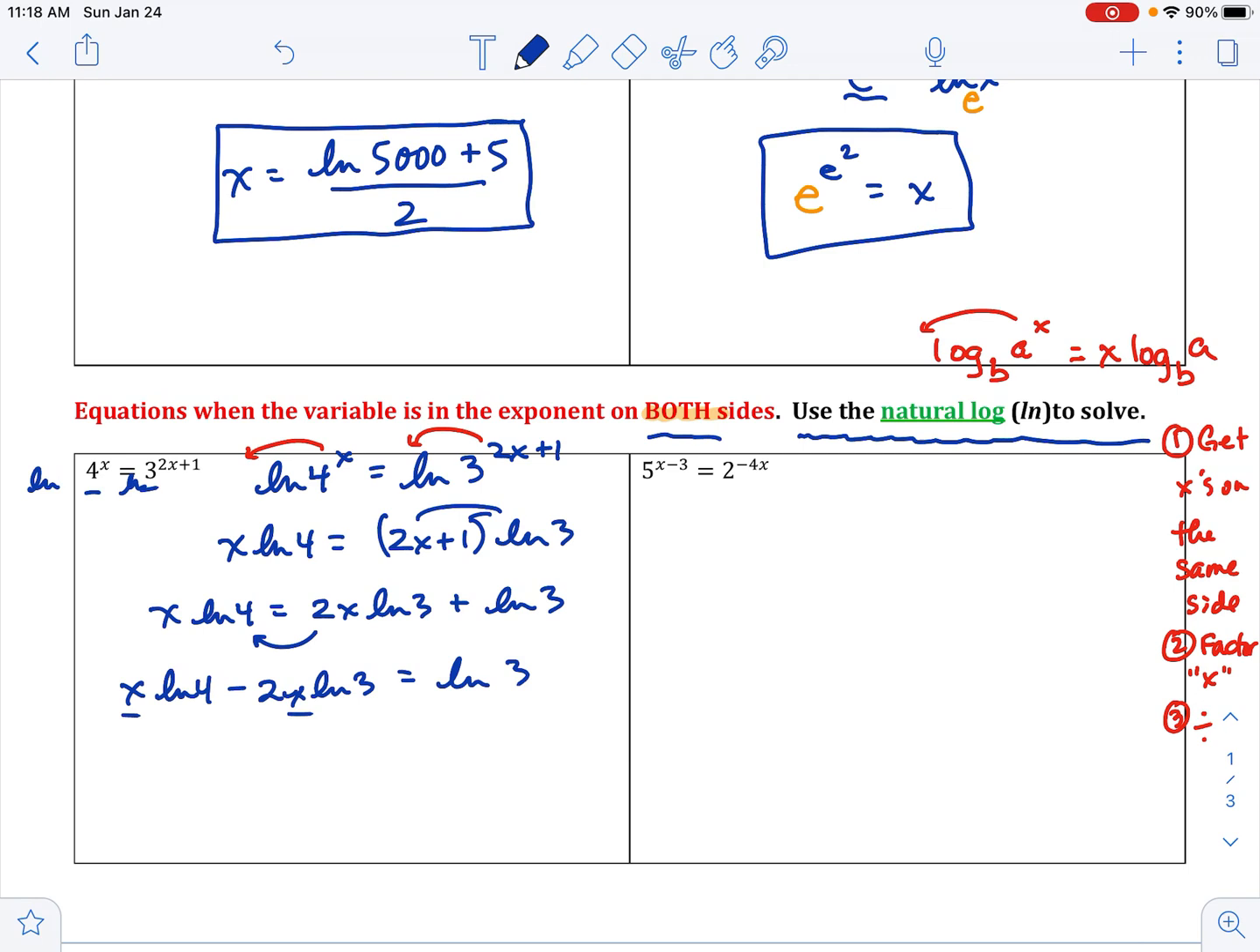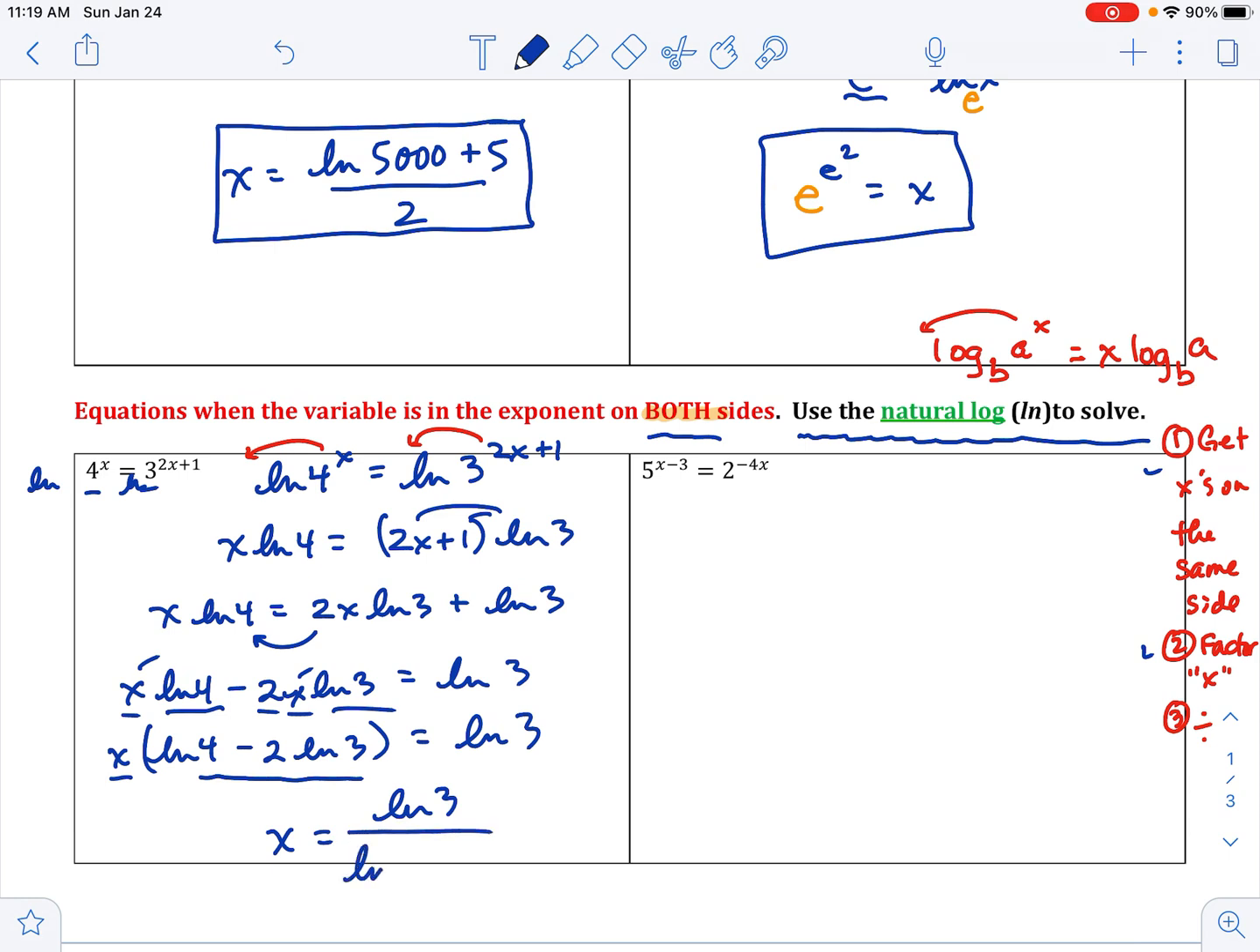I am going to factor out the x. So I did step 1, I got the x's on the same side. Now I'm going to factor out the x. Now I've got ln 4 minus 2 ln 3. So the x disappears from both, but everything else stays. Okay, equals ln 3. And now to get the x by itself, I'm going to divide by this parentheses here. And so I will eventually get x is equal to ln 3 all divided by ln 4 minus 2 ln 3.